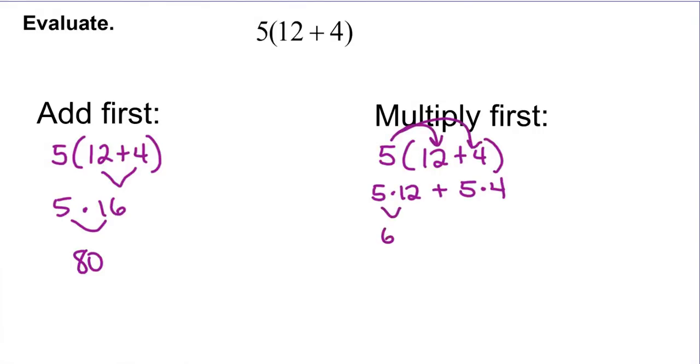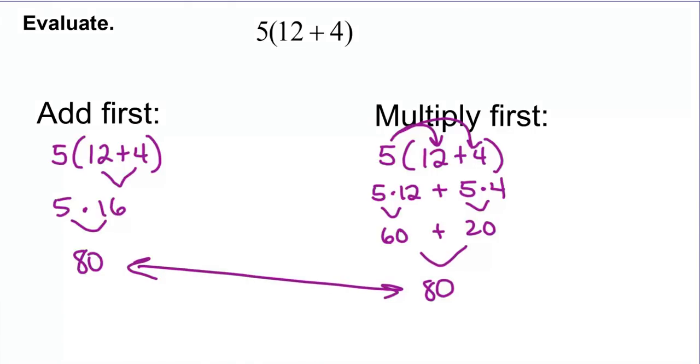We're going to take that 5 times everything in the sum. And 5 times 12 is 60. 5 times 4 is 20. 60 plus 20 is 80. So you can see that it doesn't matter which way we do it. This is a true property. This is the distributive property. We will always get the same thing both ways.